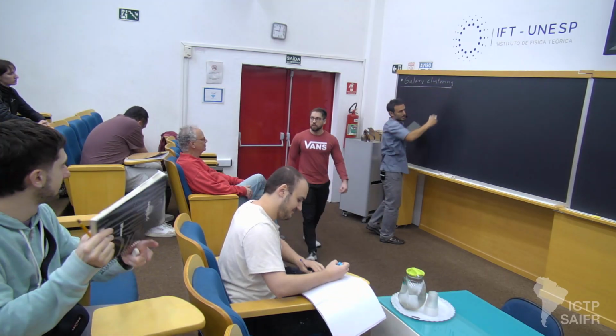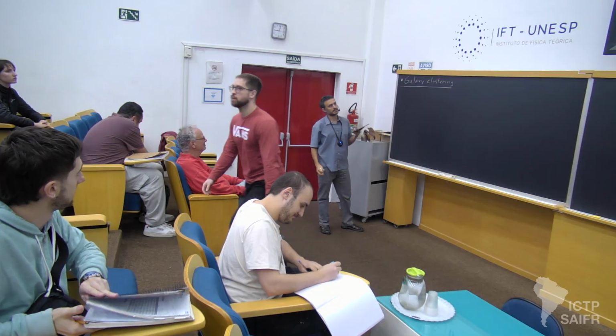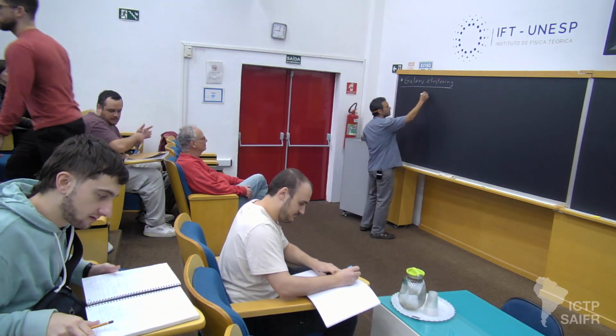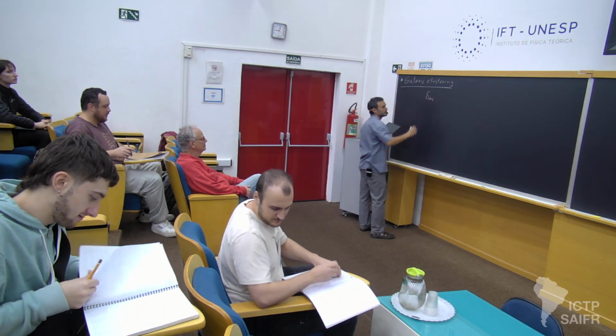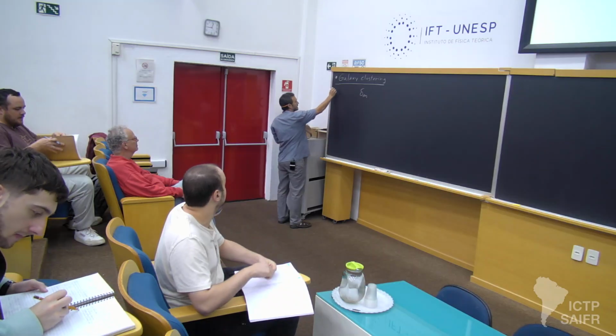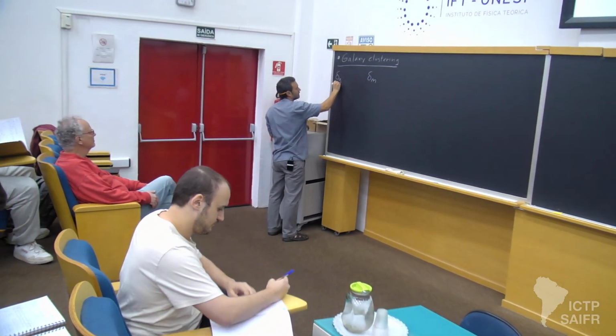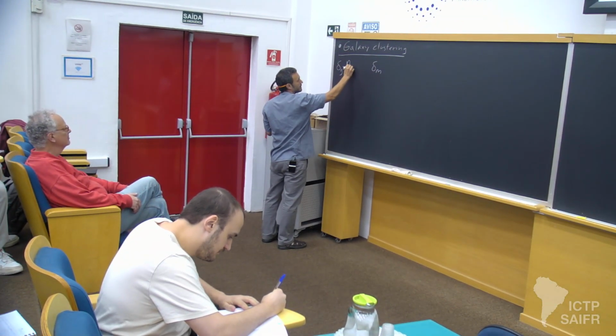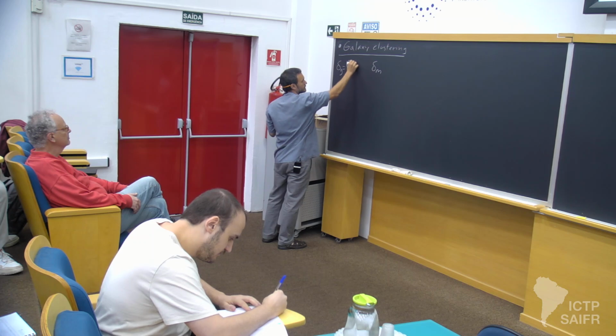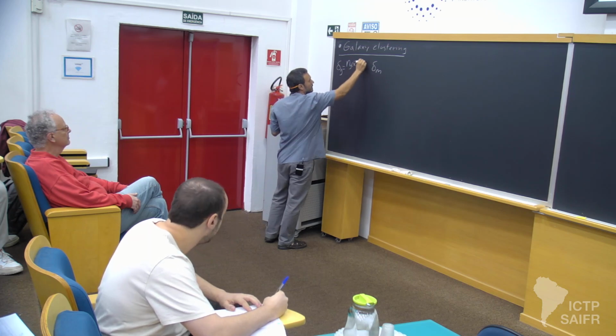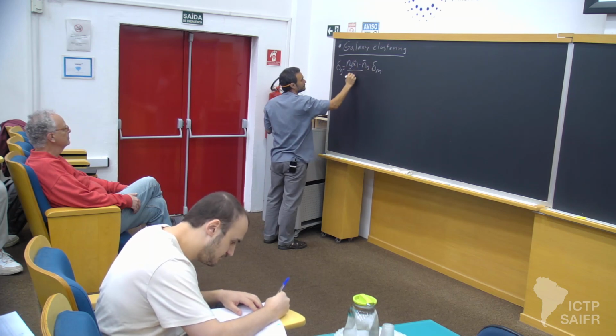All right. So galaxy clustering. The idea in galaxy clustering is, as a proxy for the thing that we want to measure, which is the matter overdensity, instead we're going to look at the galaxy overdensity. All right, so the number density of galaxies at a given position minus the mean, divided by the mean.